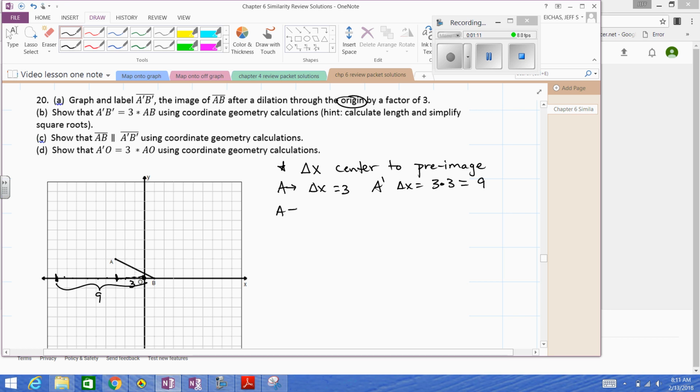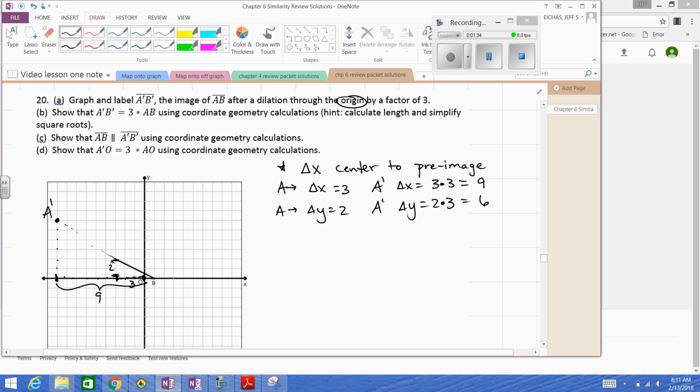For A, the change in y is 2, right? So for A prime, the change in y needs to be 2 times the scale factor of 3, which is 6. So go 1, 2, 3, 4, 5, 6. There's A prime. Just make sure it all lines up, which it does, and we're good.